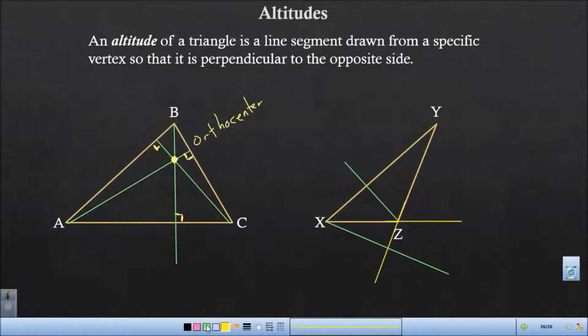Okay, and then we can draw the altitudes. And notice that the altitudes are still going to intersect more or less in the one point. I know this one doesn't look very good, but oh well. And that point is also the orthocenter. Okay, so the orthocenter doesn't have to be inside the triangle at all. It can actually be outside the triangle, but we still have right angles formed by the altitudes.